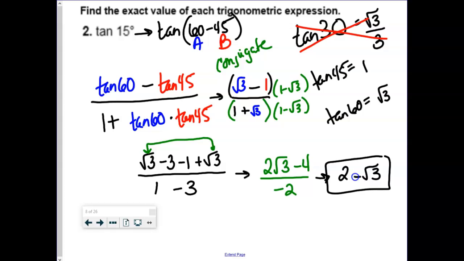We divided the coefficients both by negative 2. That's tangent. So that was the easy way. Can you imagine what the not easy way looked like? It was bad. It was awful, in fact. All right. So we're going to move on down.